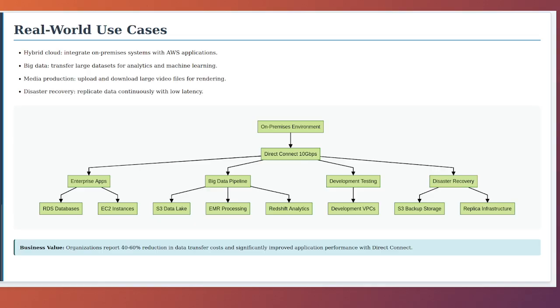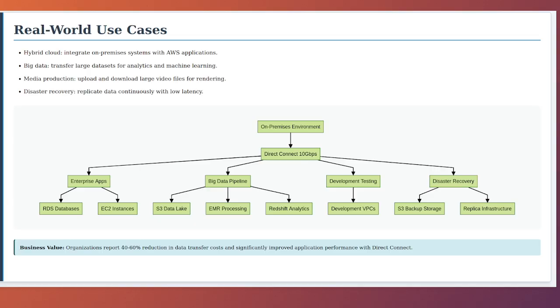Another use case is disaster recovery. Organizations can use AWS as their DR site, replicating data continuously over Direct Connect. If their primary data center fails, they can fail over to AWS. Direct Connect ensures that the replication has minimal latency and can keep up with changes in the production systems. Some organizations implement active-active architectures where workloads run simultaneously on premises and in AWS, with Direct Connect providing the low-latency connectivity required for data synchronization.